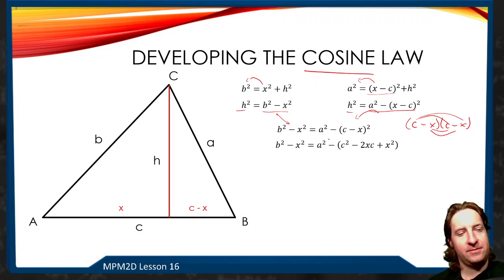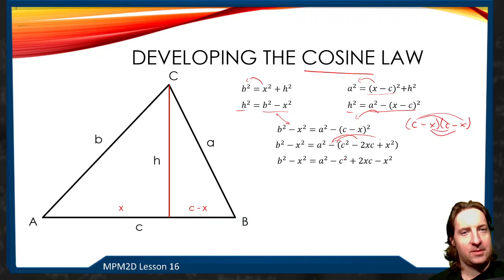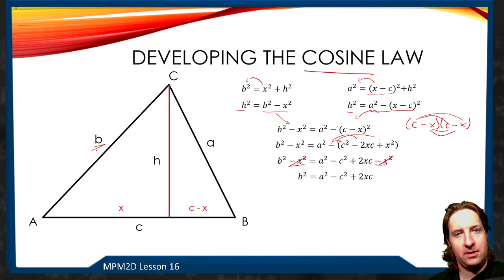I'm subtracting all that, so I can rewrite it. So this is going to be negative c squared plus 2xc minus x squared. I'm just changing the sign of everything on the inside bracket. Now you can see I have x squared and x squared. They can cancel out since they're on both sides of the equation. And I can come up with the expression that b squared, so this length squared, is equal to a squared plus 2 times xc.